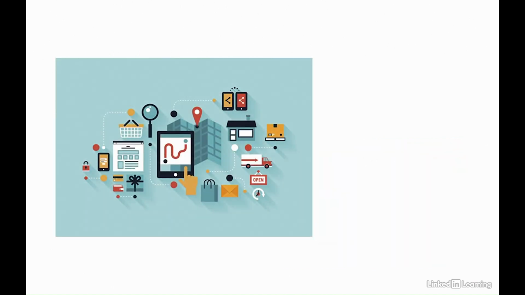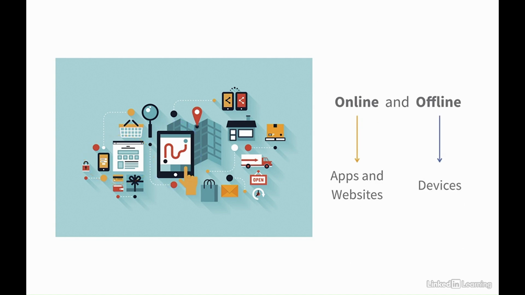The IoT in the commercial market has two categories: online and offline. The online, like the different apps and websites used for online shopping. The offline includes manufacturers producing smart appliances, building automation devices, and personal devices.